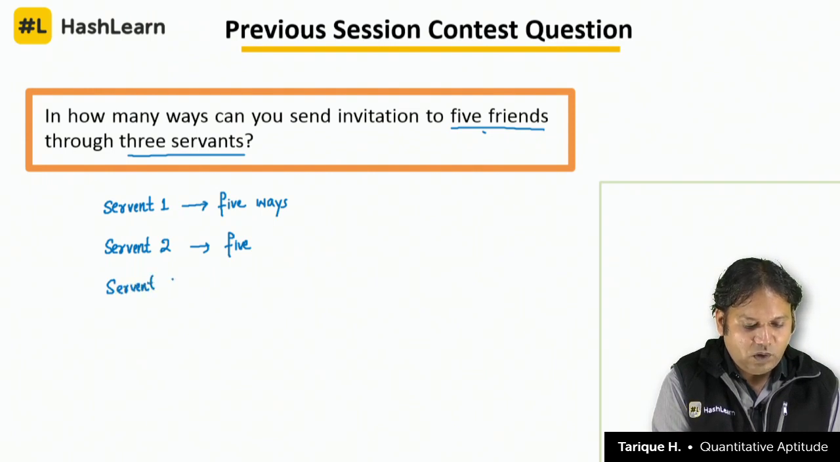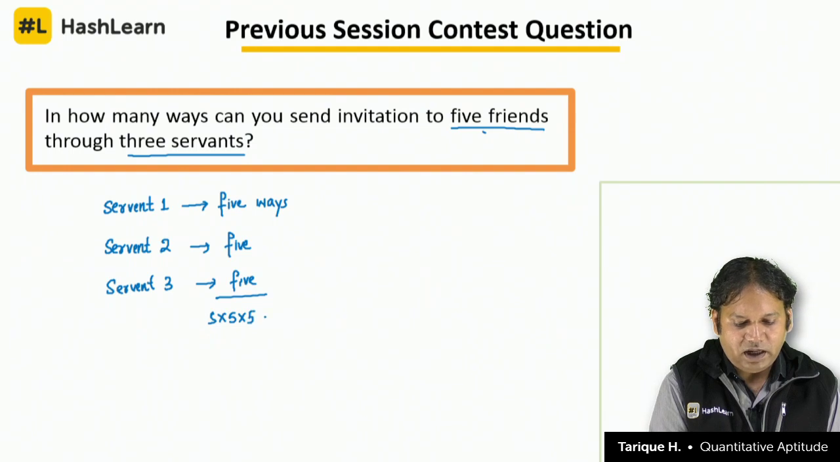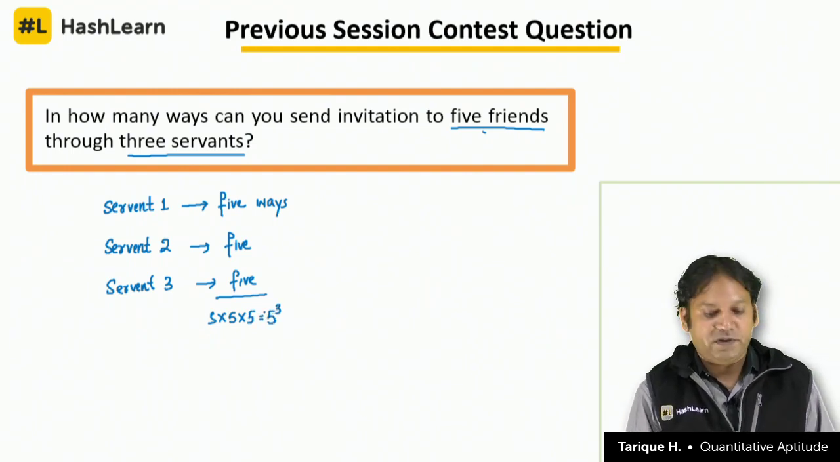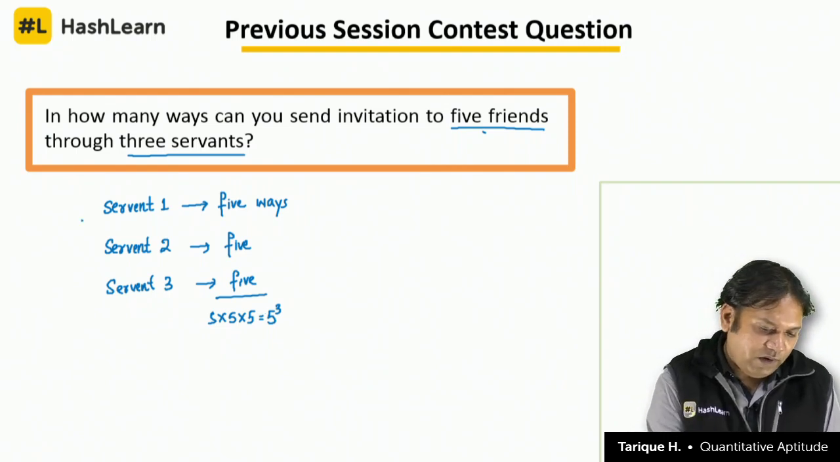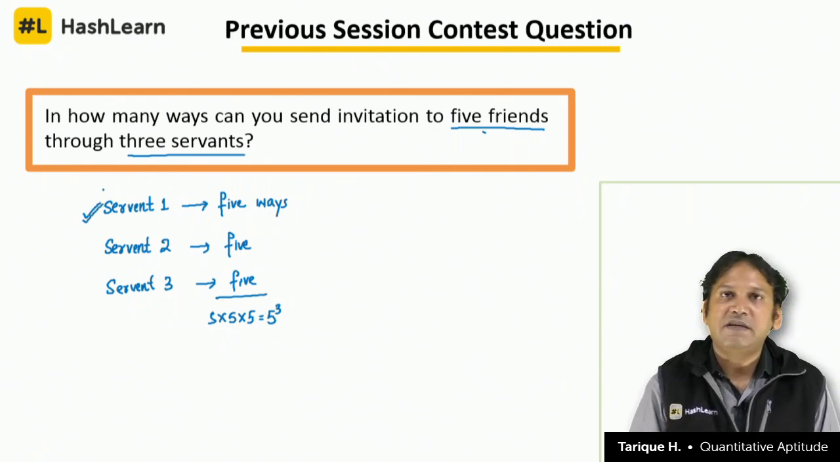Servant 3 can also go to any of the 5 friends. That's 5. If I multiply here 5 into 5 into 5, then the answer is 5 cube. But is this right or wrong? Let's observe this. If servant 1 goes to any of the 5 friends, he is the first one to go.